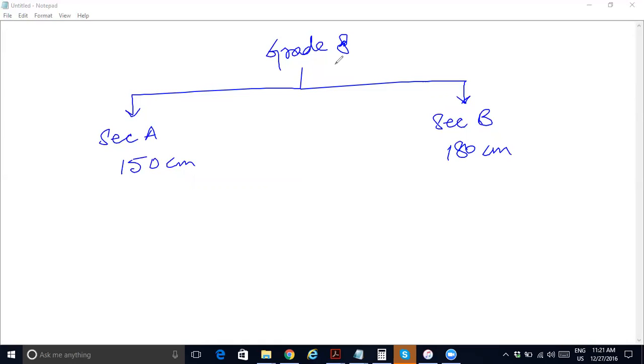180 plus 150 by 2. Okay. So the answer to the question cannot be determined. The reason is we do not know the number of students in section A and section B. Now, let's say the number of students in section A is 50 and the number of students in section B is 100.